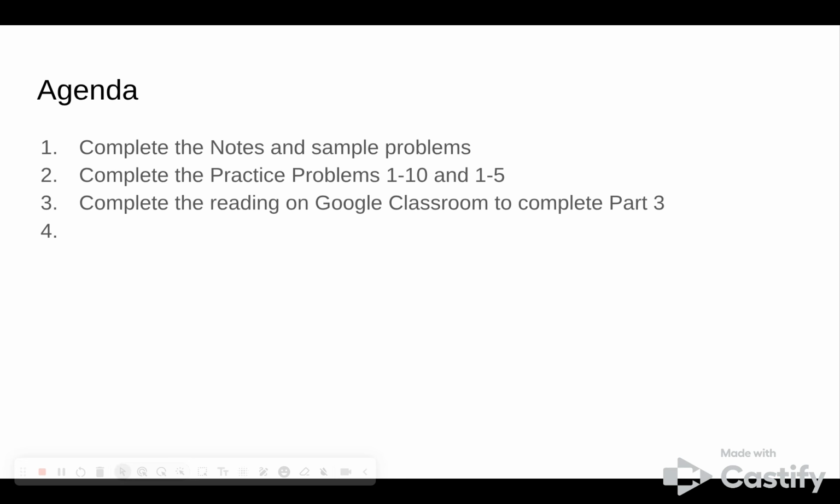For today's class, you should be able to complete the notes and sample problems, complete the practice problems 1 through 10 and 1 through 5, and then lastly, complete the reading on Google Classroom to answer the parts 3 in your packet. Packets are up on the front table. When you're done with your packets, you may put them in your folders.